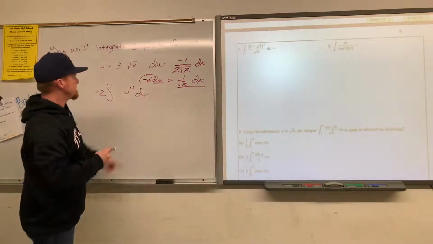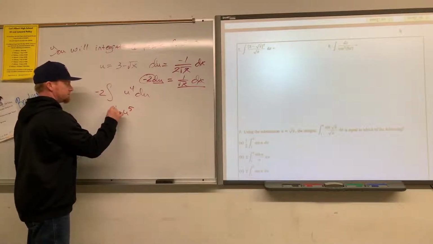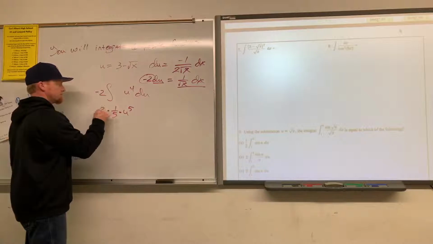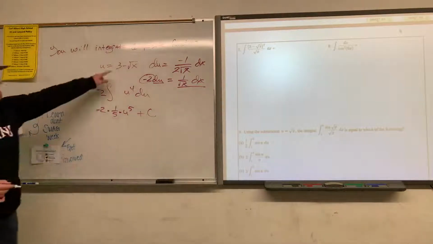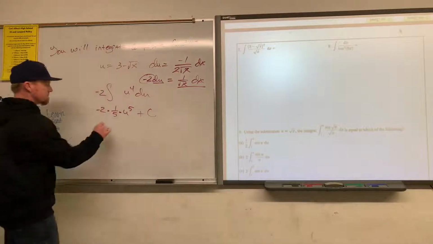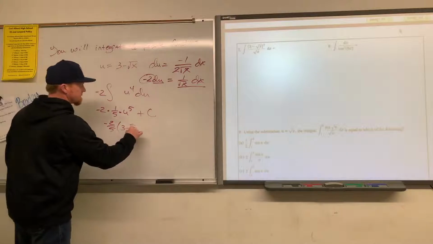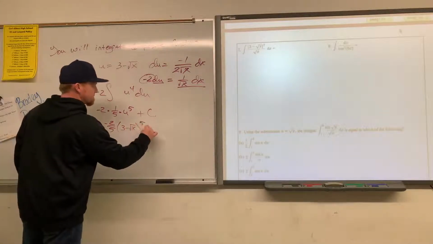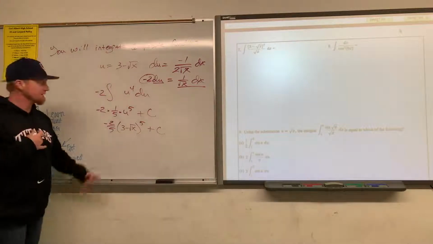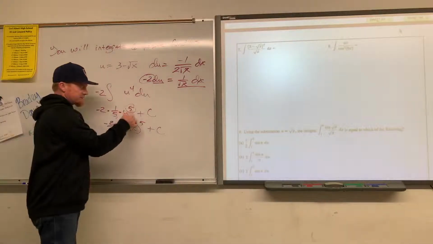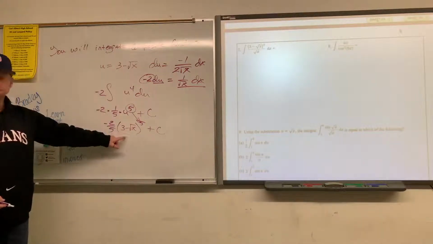It's an indefinite, so we're good. Integrate. Don't forget about the c since it's indefinite, and then make sure we plug this back in. So negative 2 over 5, 3 minus the square root of x to the 5th power plus c. Something else that I do quite a bit is sometimes I'll forget to make sure I bring that exponent down. Make sure you bring that exponent down.